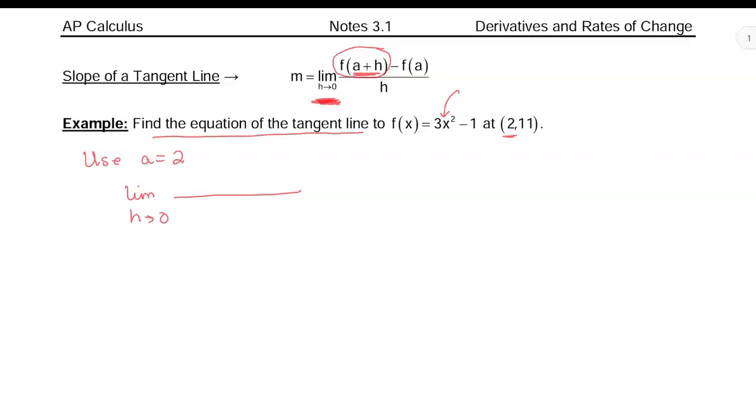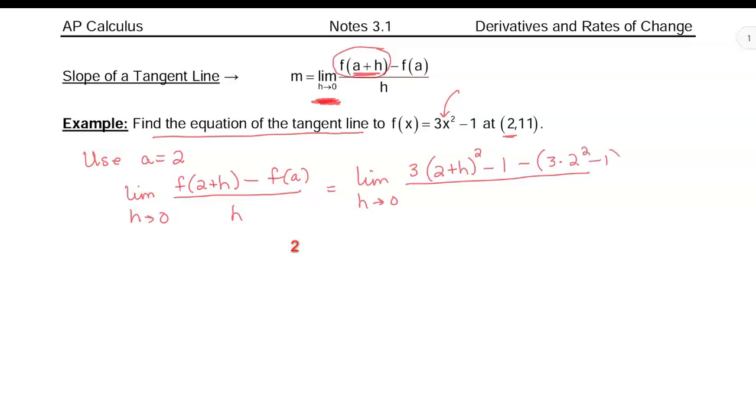So I'll write it out first. So f of 2 plus h, and then we'll find f of a. So write the limit as h approaches 0 of 3 times the quantity 2 plus h squared minus 1. So that entire expression is f of 2 plus h. Now we're going to subtract f of a. So f of a is when I substitute 2 in for x, so that would be 3 times 2 squared minus 1. And that is all over h.